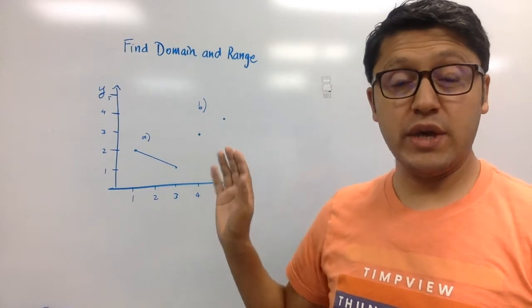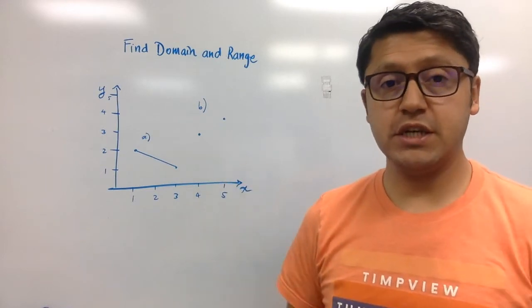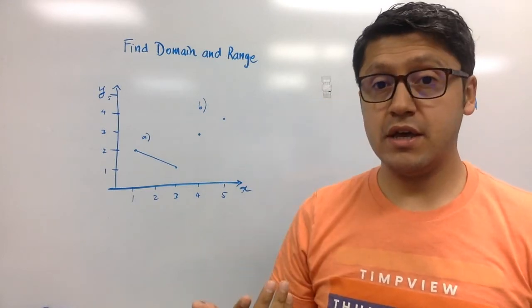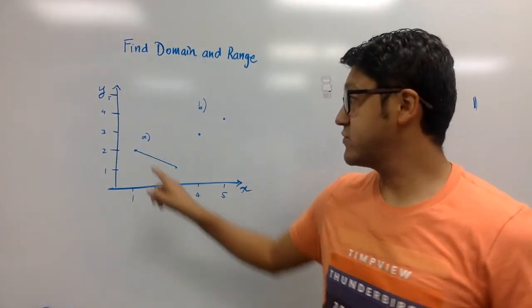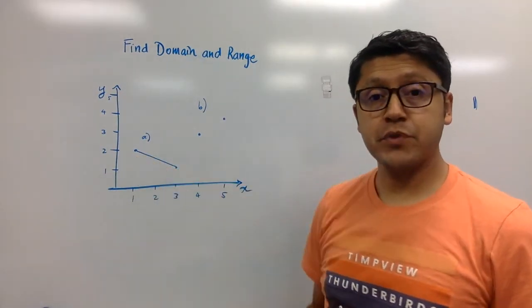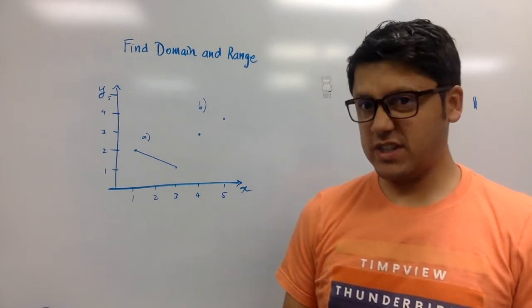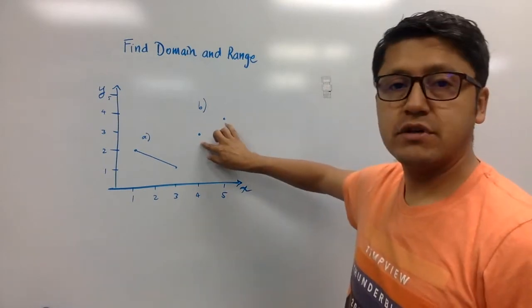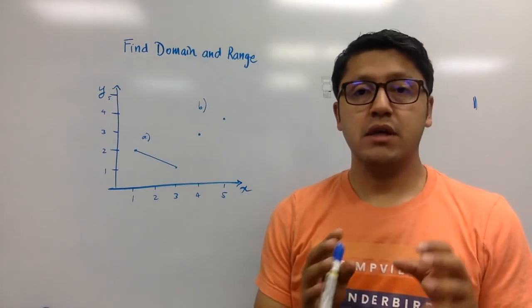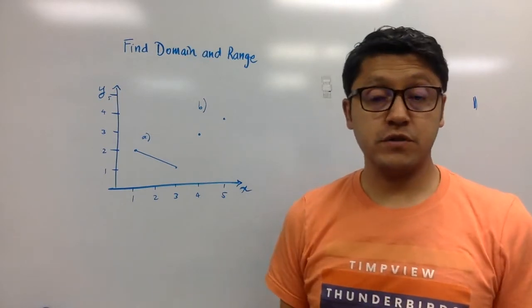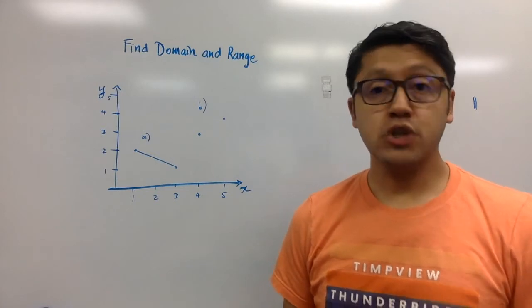As you can see, we have two different types of functions in here. The one you see in A is a continuous line that goes from this point to this point. The second exercise, which is very simple as well, we just have two different points, that's all. So we are going to determine the domain and the range of each of these two functions, all right? So let's begin with A.